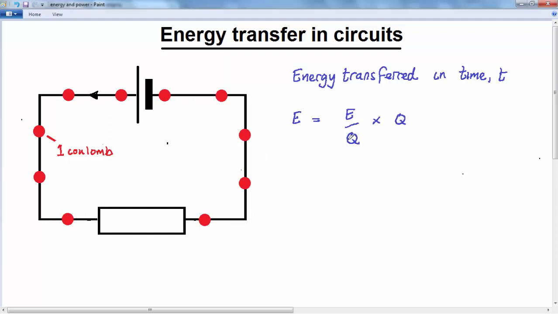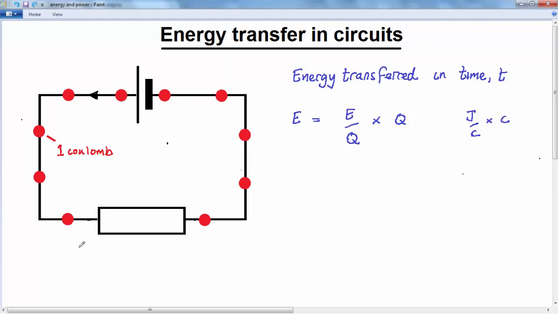Let's restate that in terms of units just to help you see this. What we're saying is that the energy transferred over a period of time through this resistance is equal to the number of joules transferred by each coulomb as it passes through the resistor. That's the joules per coulomb, multiplied by the number of coulombs that pass through the resistance.